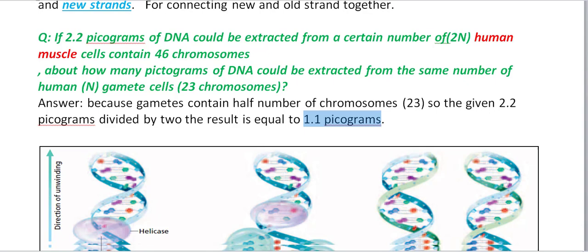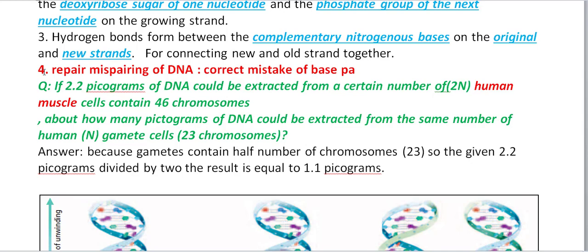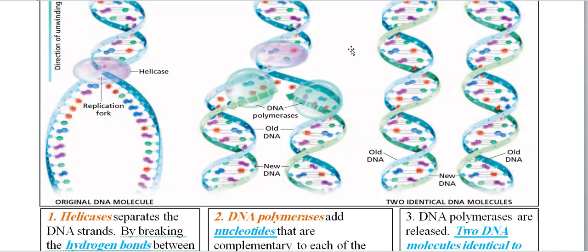The function of DNA polymerase is to repair mispairing of DNA, meaning it corrects mistakes of base pairs, correcting all mistakes, and so prevents mutation.